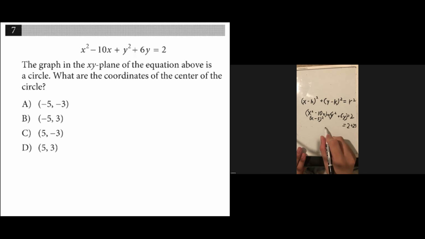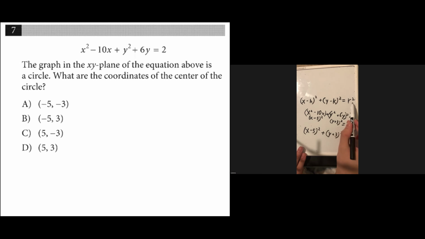And so this would be y plus 3 squared. And then you'd have to add 9 to the right. So plus 9. And so we have x minus 5 squared plus y plus 3 squared equals 25 plus 9 is 36, or 34 plus 9... 27 plus 9 is 36. And once we take the square root of that, it's just 6 squared.